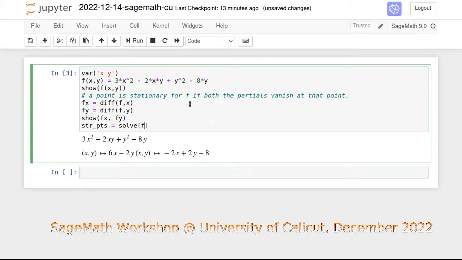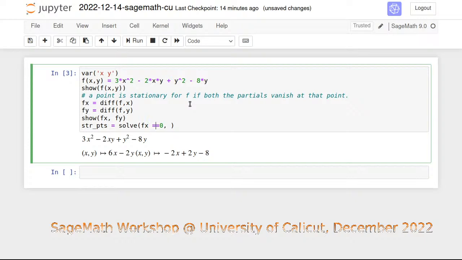So fx, let us equate this with 0. Just see that the space I have given here is just for ease in reading. Of course, you can write this very close to each other. There is no problem at all.